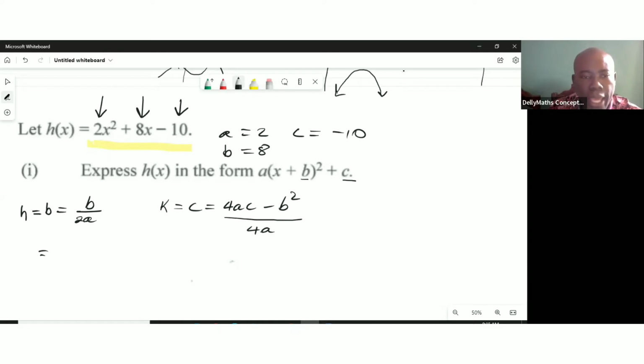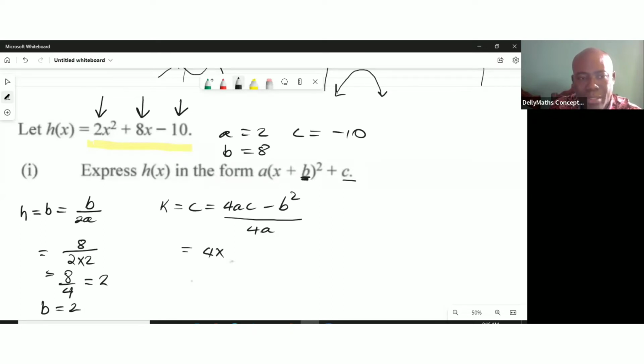So b over 2a, b is 8 over 2, a is 2. All right, so this is giving me 8 over 4, which means I'm getting a value of 2. So that b value there is 2 that we're going to be plugged in to our form right here. Let's go for that c value.